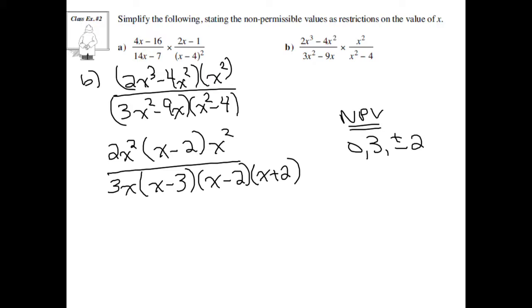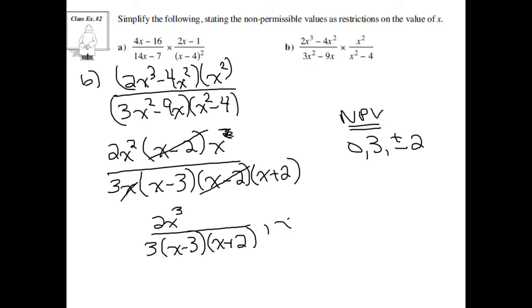Now I can start simplifying. My factors that divide out, I have an x minus 2 factor that cancels out. My x cancels out one of these x's out there, and that's about as simple as I can get. So 2x squared times x is actually 2x cubed over 3 times x minus 3 times x plus 2, where x cannot equal plus or minus 2, 0, or 3.